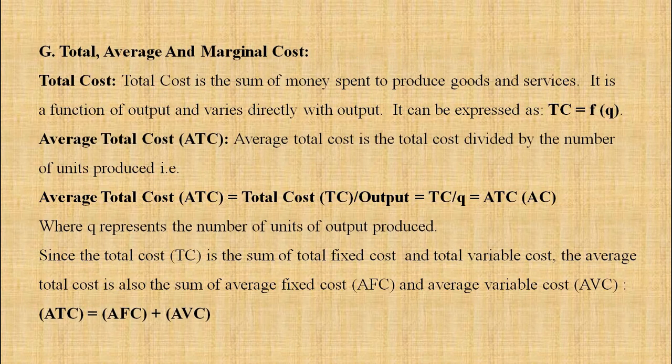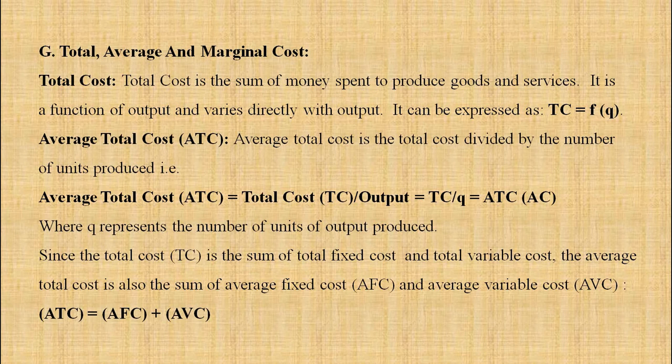Total, average and marginal cost. Total cost is the sum of money spent to produce goods and services. It is a function of output and varies directly with output. It can be expressed as TC = f(Q). Average total cost, ATC, is the total cost divided by the number of units produced, where Q represents the number of units of output produced.